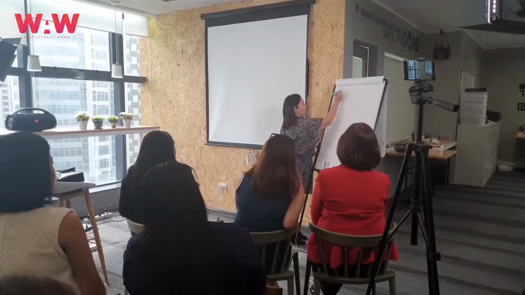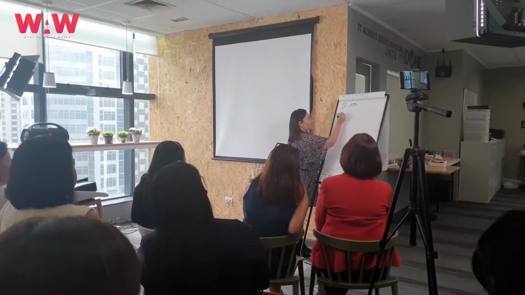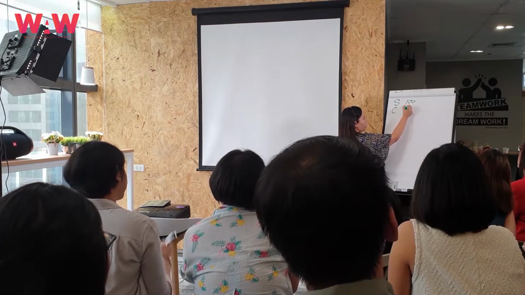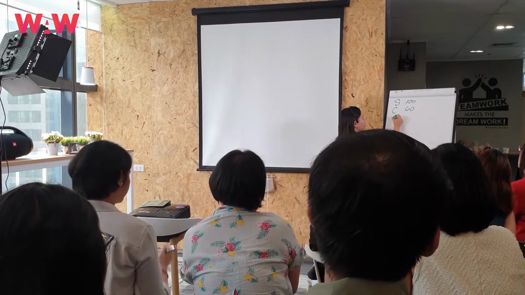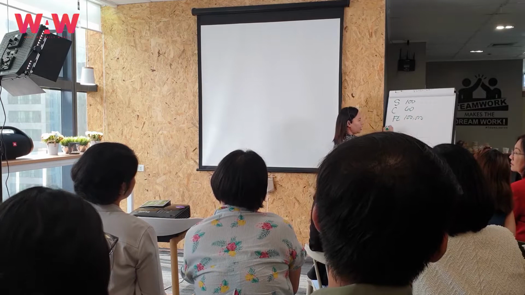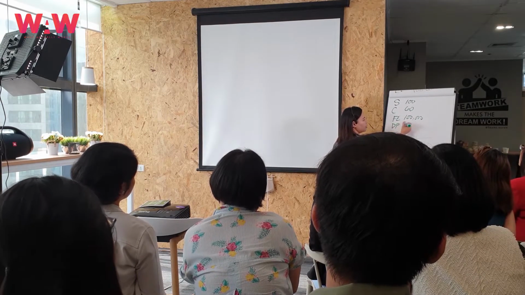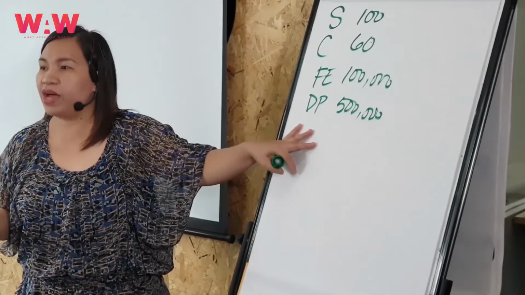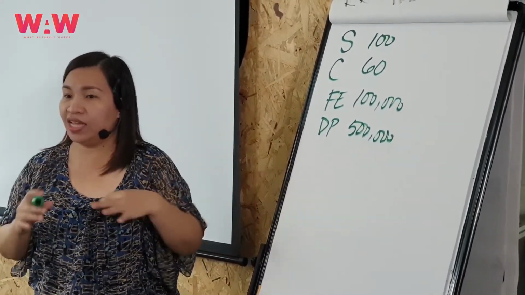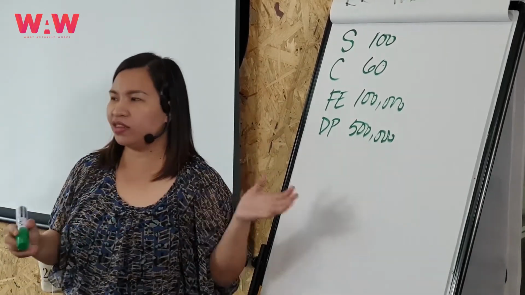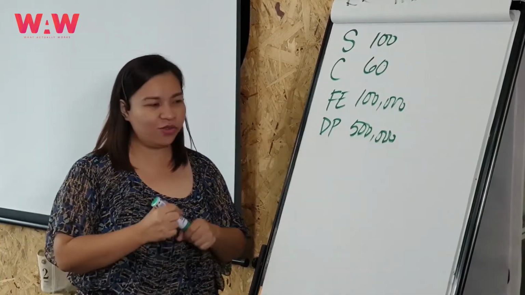Okay. So, now if there are taxes involved, very good question. Let's go back to my figures. So, again, your sales is 100. Your cost is 60. Your fixed expenses is 100,000. And the desired profit is 500,000. So this 500,000 is gross, meaning the tax is not yet deducted. So if you want to deduct the tax, how will you do that?